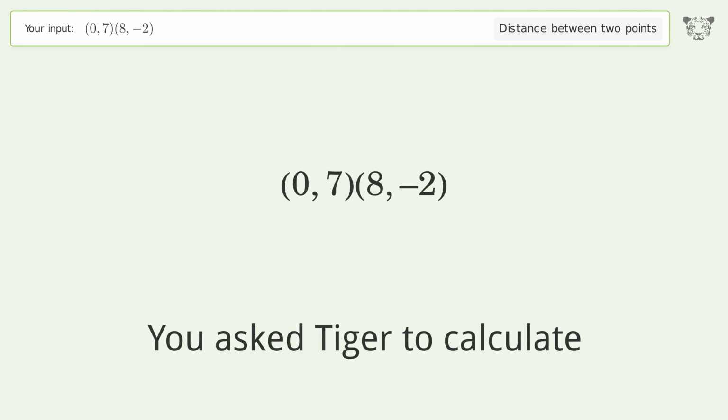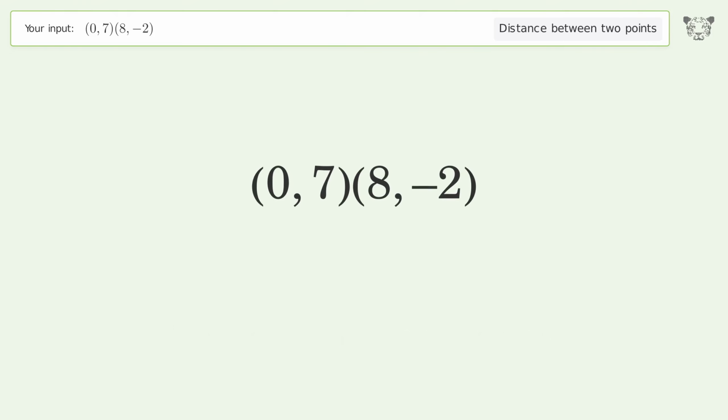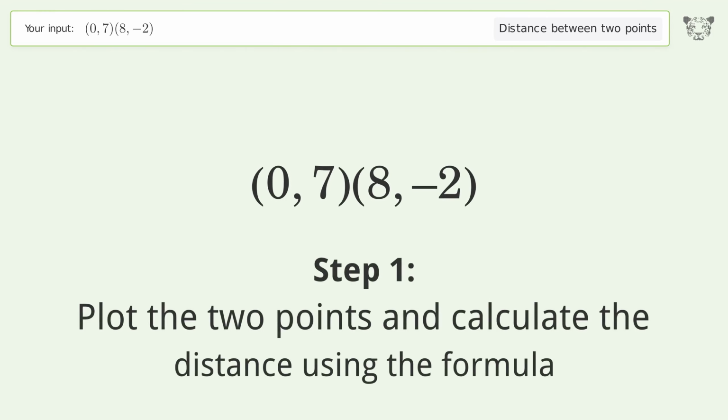You ask Tiger to calculate. This deals with the distance between 2 points. The distance between the 2 points is the square root of 145 or 12.042. Let's solve it step by step. Plot the 2 points and calculate the distance using the formula.